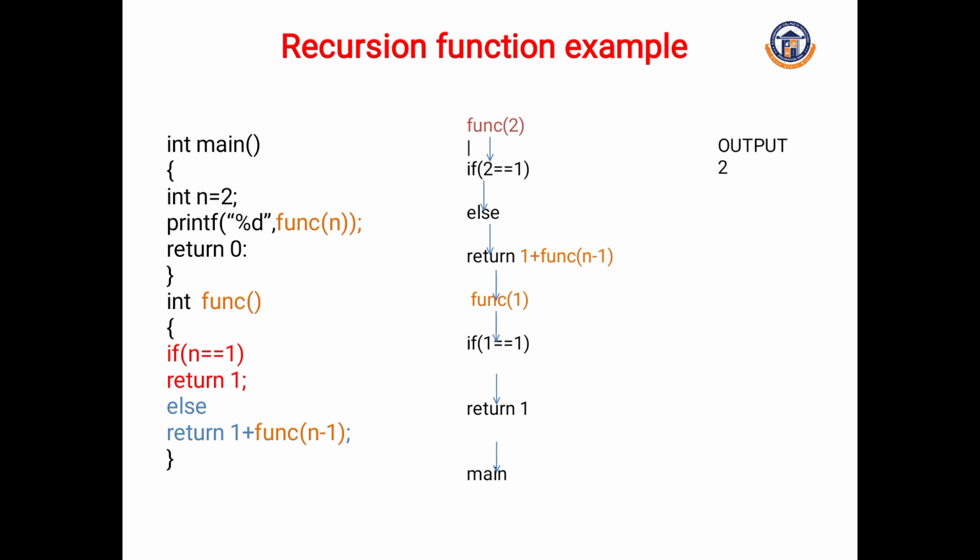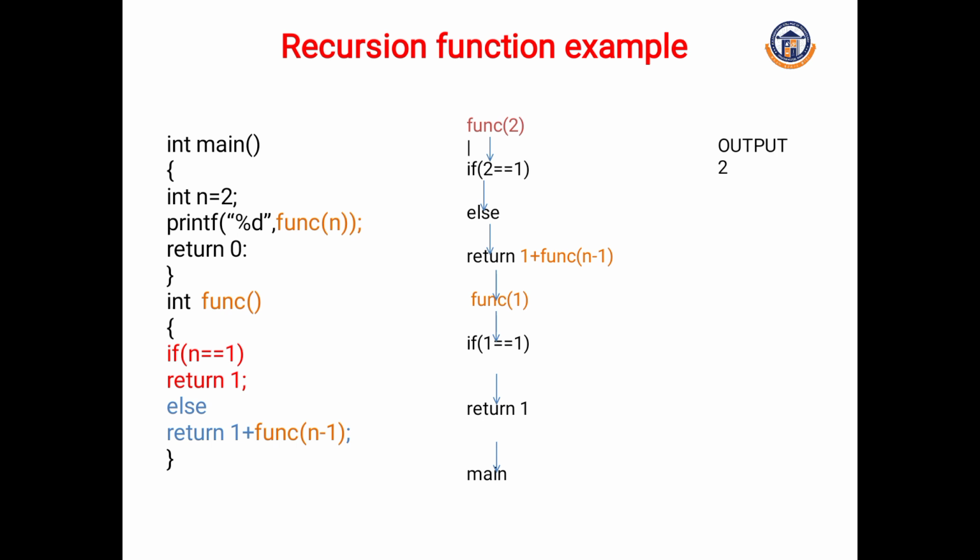Actually what I need is return 1 plus func of 1. The value of func of 1 is 1. So 1 plus 1, return of 2. The return of 2 is the value of the function called, func of 2. That func of 2 is called from the main function printf %d func of 2. So the value 2 will be printed here.